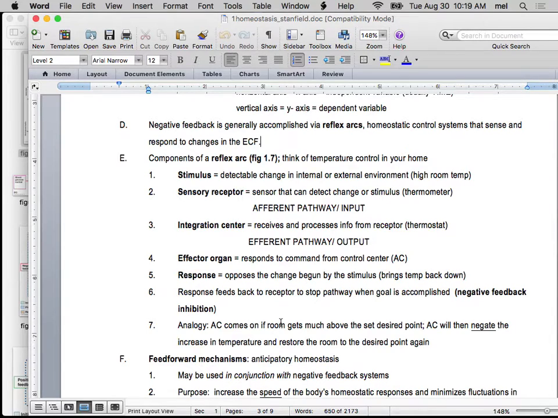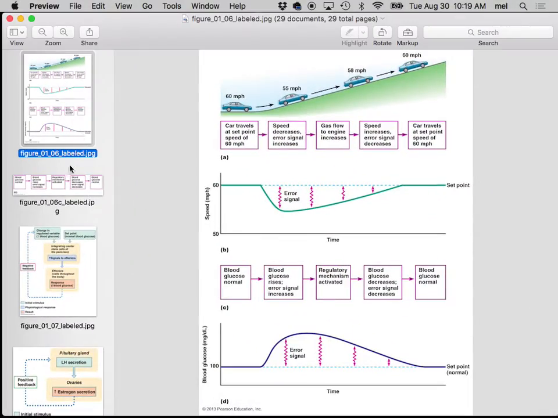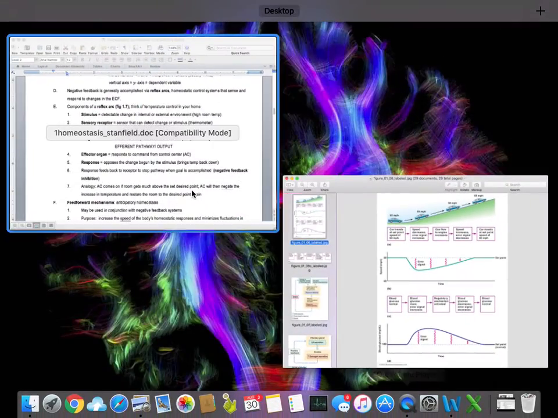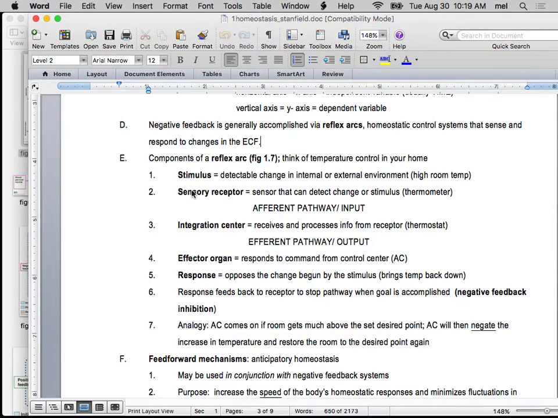So what we are going to get is this concept of what we call a reflex arc. And for a reflex arc, let's do the temperature example in your own home before we do the temperature example in your body. So I want you to think about the components, the physical things in your own home which allow you to keep your house at 72 degrees, okay?